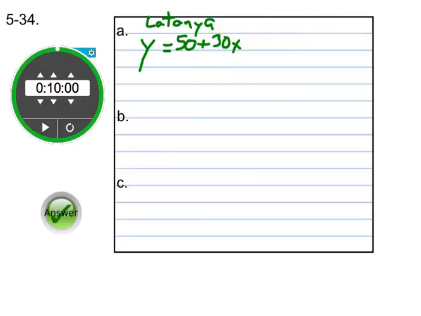So that's Latanya's. So let's do George. What did George start out with? Do you remember? Okay, George started out with, was it $75? I think so. But George did not save as much each week. How much did George save each week? George saved $25 each week. So it'd be 25x. X represents the number of weeks, remember. So here are the equations. This is for letter A of problem 5-34. Now B wants you to write a rule for George's savings. Okay, so we've already done that.